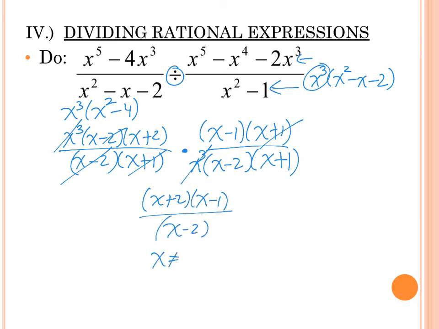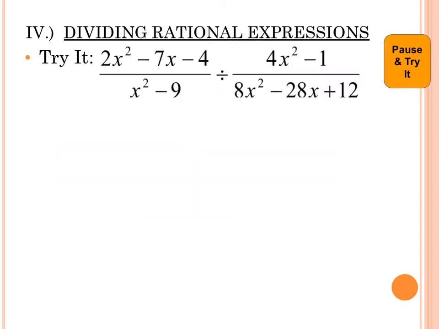X cannot be 2, negative 1, 0 from this x cubed. That's still 2, negative 1. I still have to go up to my numerator because it was originally my denominator, so it can't be positive 1 either. So when you restrict your limit, that comes from all 3 places. Go ahead and try this.